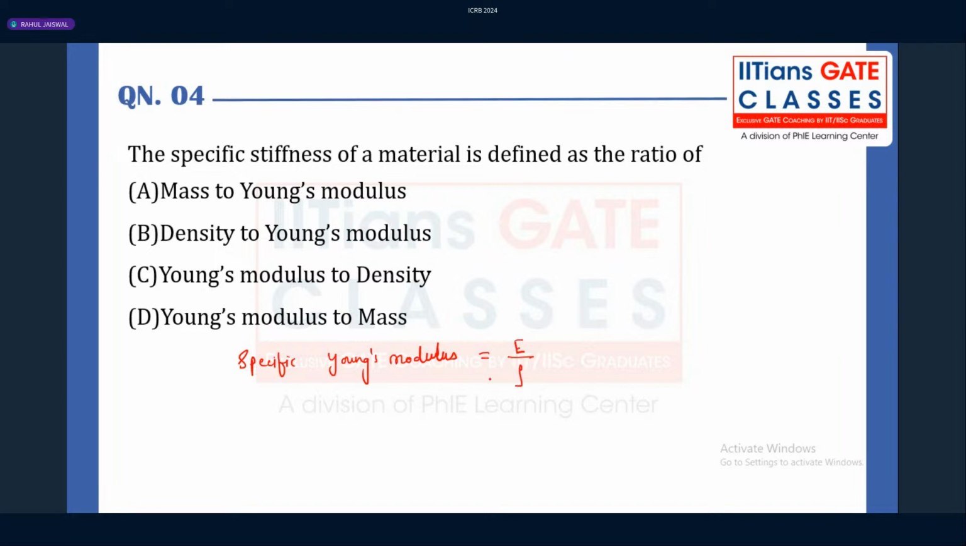So that is the specific stiffness, right? Because Young's modulus is a property of the material which shows how stiff that material is against any external loading. So here the specific stiffness of the material is defined as the ratio of Young's modulus to density. C will be correct.